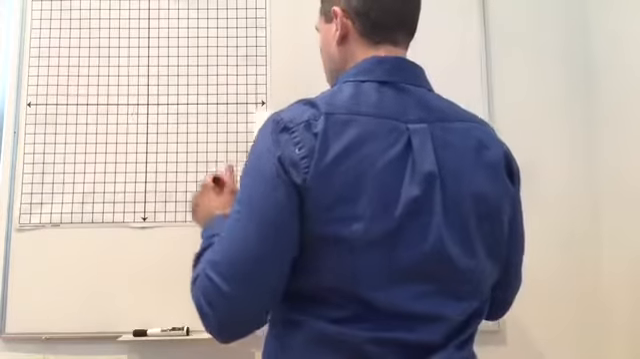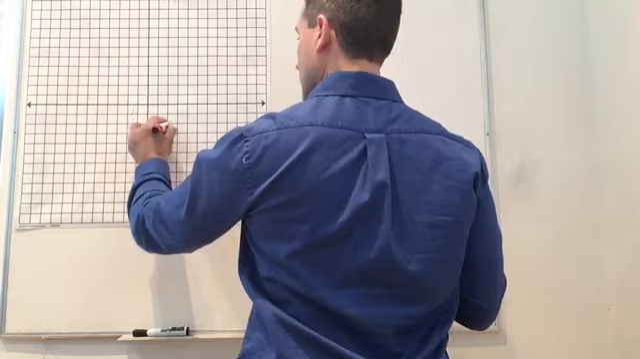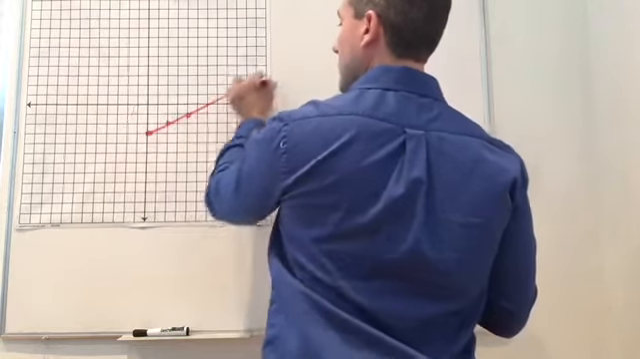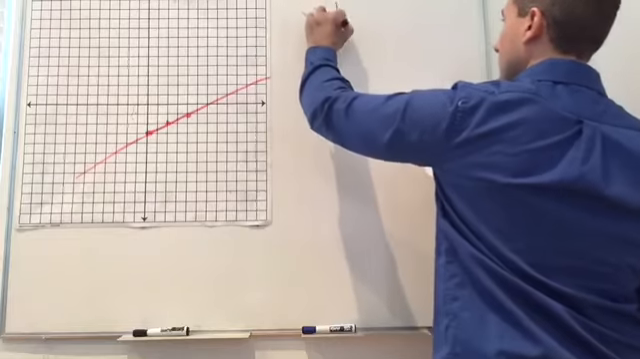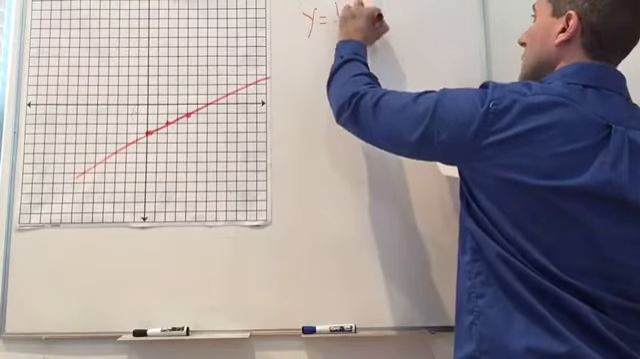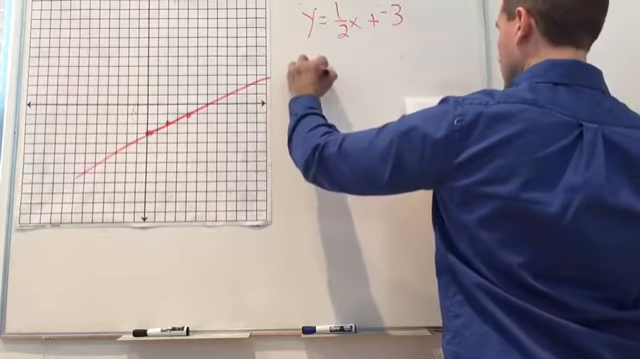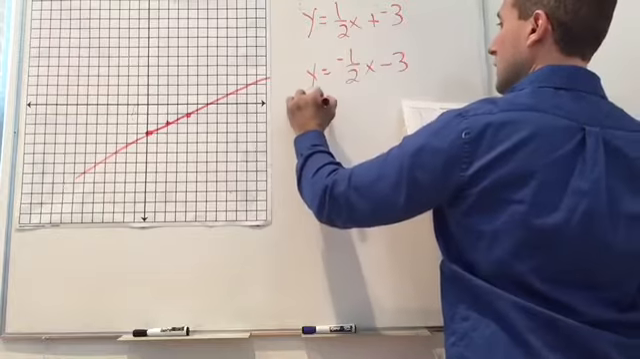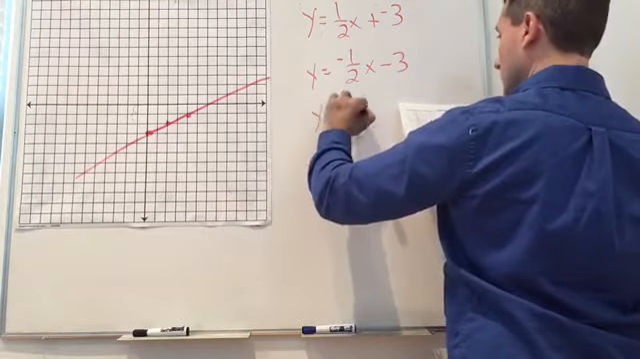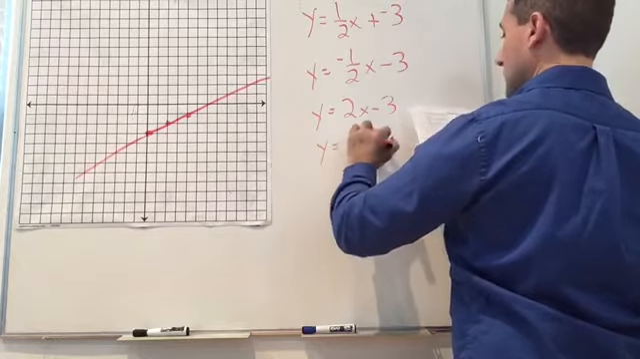Third one here. We have a line that looks like that. We got y equals 1/2 x minus 3. Y equals negative 1/2 x minus 3. Y equals 2x minus 3. Y equals negative 2x minus 3.